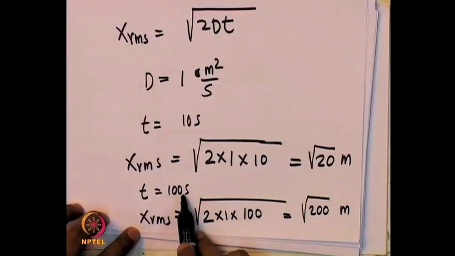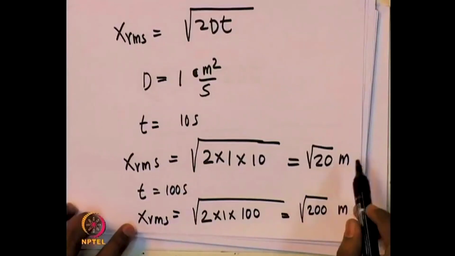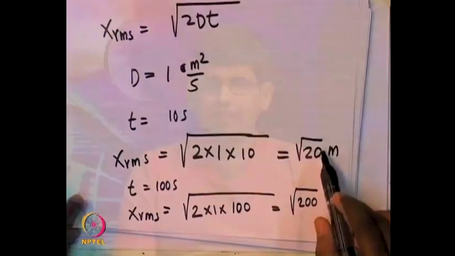If it is 100 seconds, it would have gone... So, you know root of 20, what is root of 20? Root of 16 is 4, root of 25 is 5. So, root of 20 is somewhere in between 4 and 5.